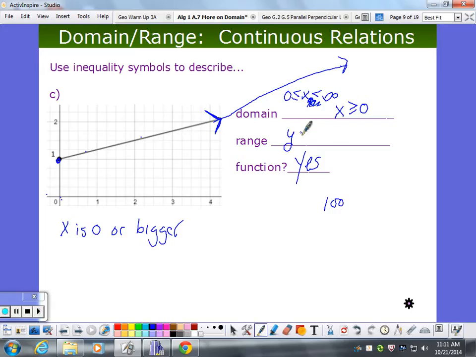Y, right, because I'm working with the Y, is bigger than or equal to 1. Awesome. Does this make sense?